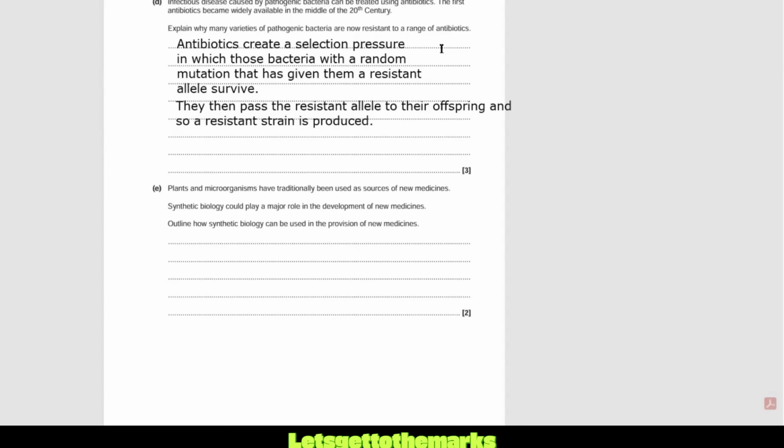Now we can streamline this whole process, this whole waffle, as it's a 3-marker, you could streamline this down to just the term natural selection. Essentially, this is the explanation for the natural selection process. So you could just say antibiotics create a selection pressure, and due to natural selection, a resistant bacterial strain is produced, and that would get you all the marks.